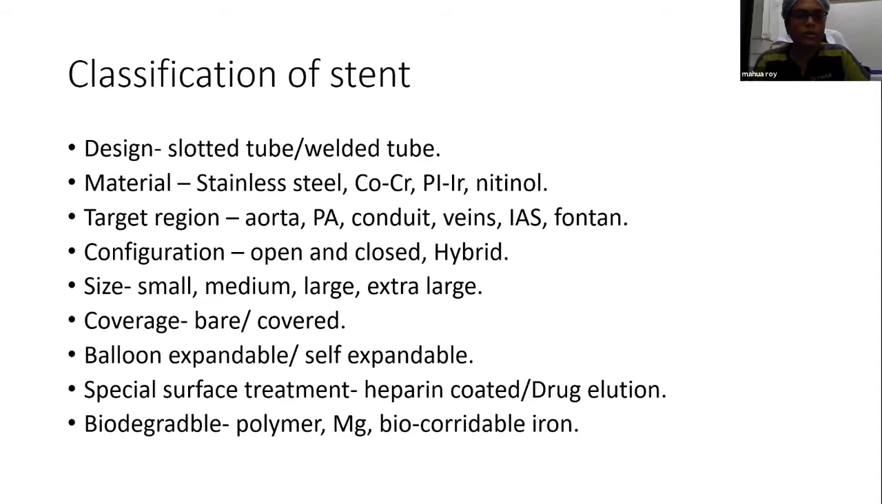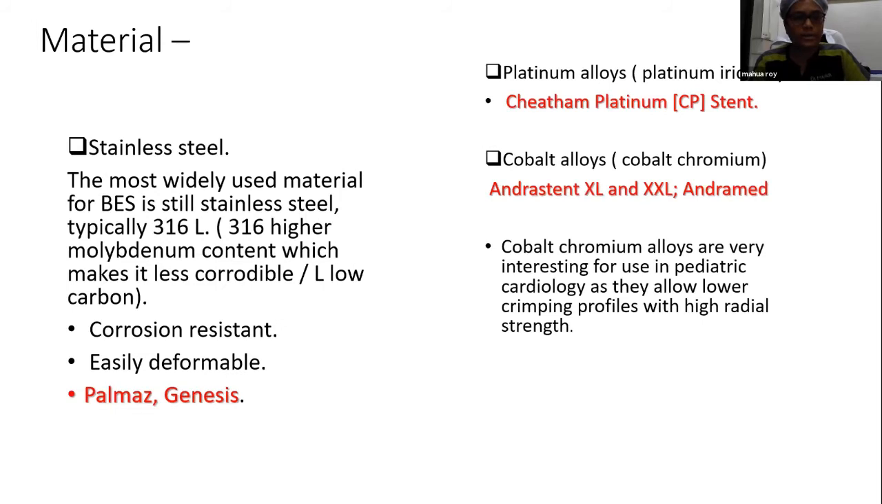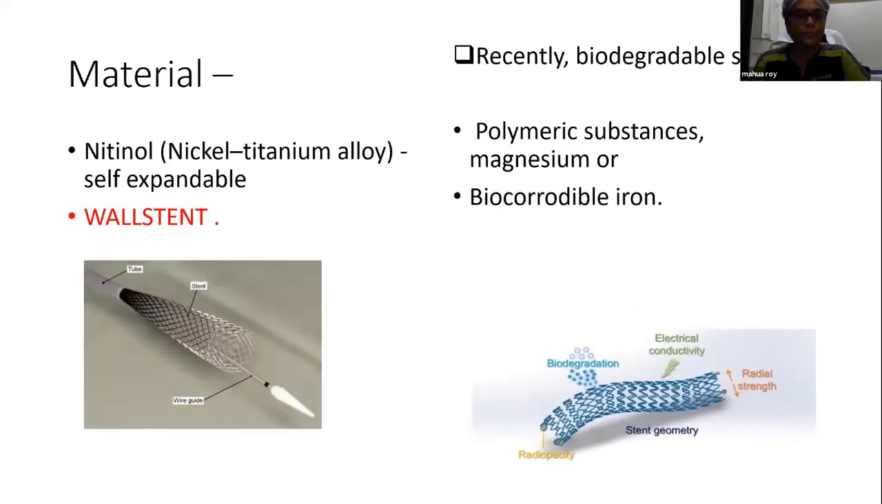Don't be afraid, no need of remembering anything. Just try to understand. Material-wise, there may be a stainless steel stent and the prototype is the Palmer stent. You need to know that there is a coding written everywhere. Here, this is 316. Don't be afraid, it is the combination or the amount of alloy. Here 316 means high molybdenum and L means low carbon. The prototype of the platinum iridium stent is the CP stent and the prototype of the cobalt chromium stent is the Andra stent.